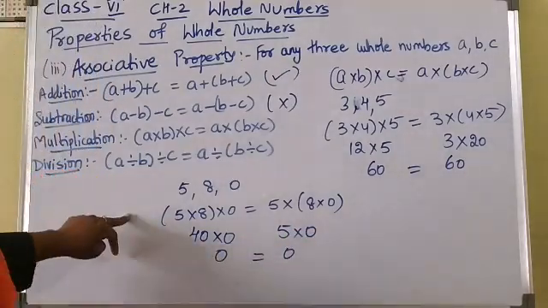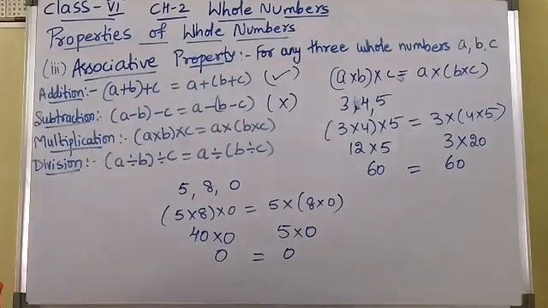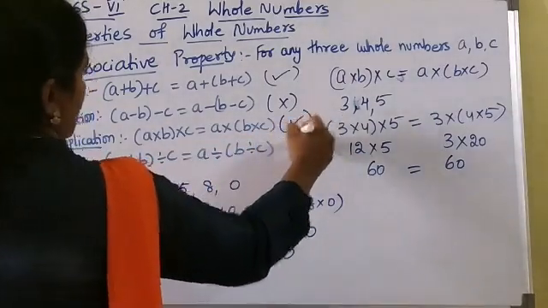So by this we understand that whenever you multiply three whole numbers in any order, you will get the same answer. By this I can say associative property is satisfied under multiplication.